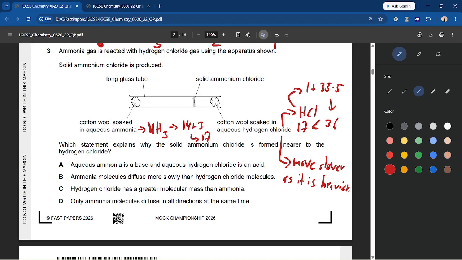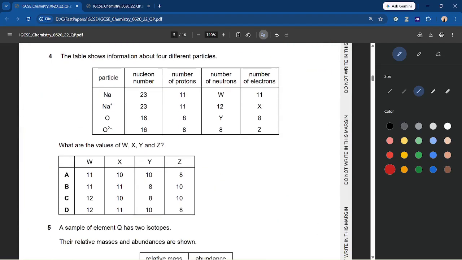Which statement explains why the solid is formed near to the hydrogen chloride? Aqueous ammonia is a base, hydrogen chloride is an acid. This is irrelevant. Ammonia molecules diffuse more slowly than the hydrogen chloride molecules. We know that this is wrong. They move faster than HCl. Hydrogen chloride has a greater molecular mass than ammonia. That's the one. And only ammonia molecules diffuse in all directions at the same time. This is also incorrect. So your answer is going to be C. Right, let's move on to the next question.